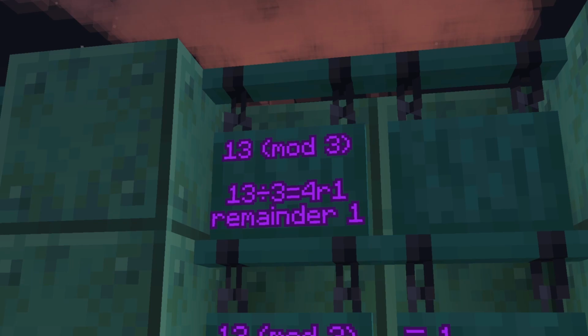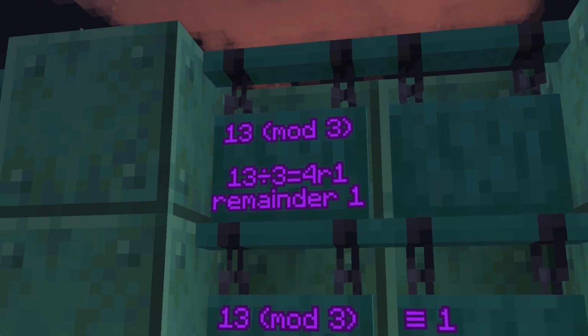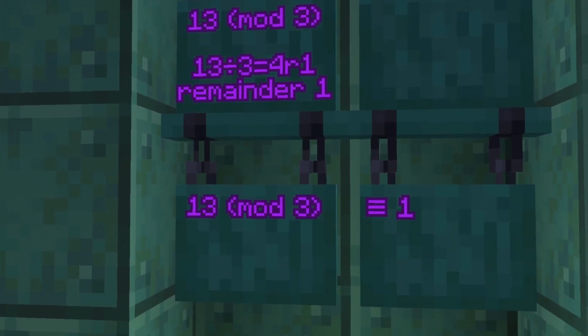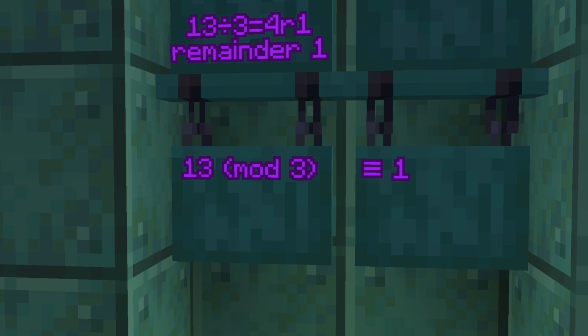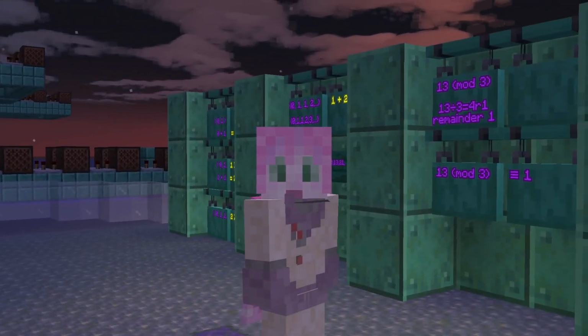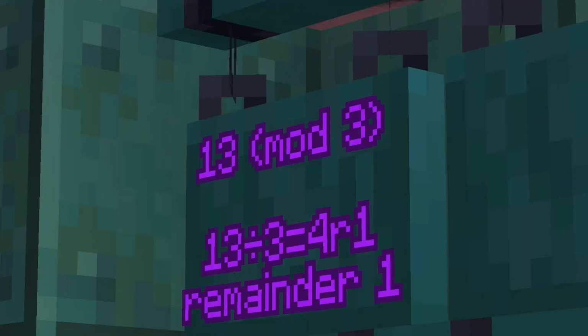If we want to know 13 mod 3, the simple way to do this is just 13 divided by 3. That gives us 4 with the remainder 1. When we're doing modular arithmetic, the remainder is what we're interested in. So, 13 mod 3 is congruent to 1. In modular arithmetic, we say congruent instead of equal. So we know how to do 13 mod 3.